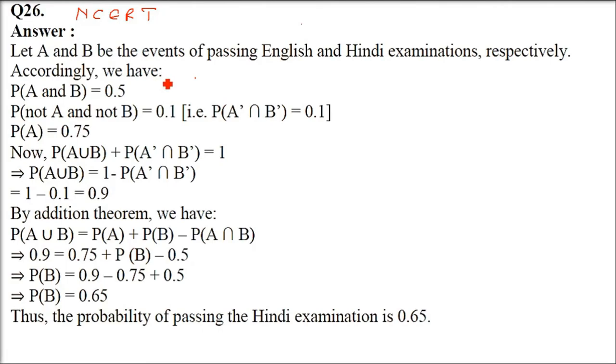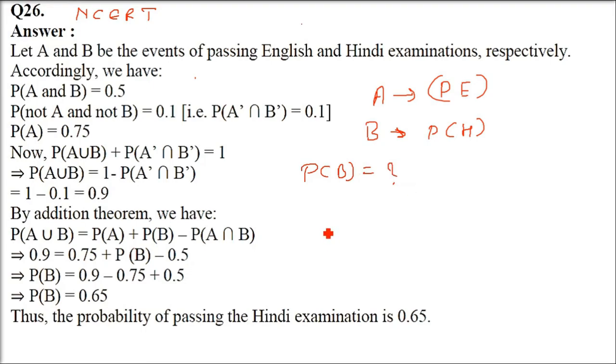This is an NCERT question again. The probability that a student will pass the final examination in both English and Hindi is 0.5, and the probability of passing neither is 0.1. If the probability of passing the English examination is 0.75, what is the probability of passing the Hindi examination? So A is the event of passing in English, B is the event of passing in Hindi. What is the probability of passing the Hindi examination? That we have to find out, P(B) essentially.